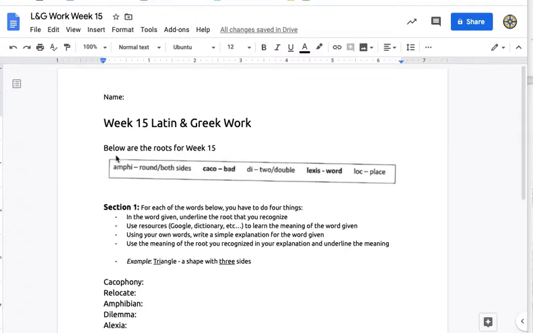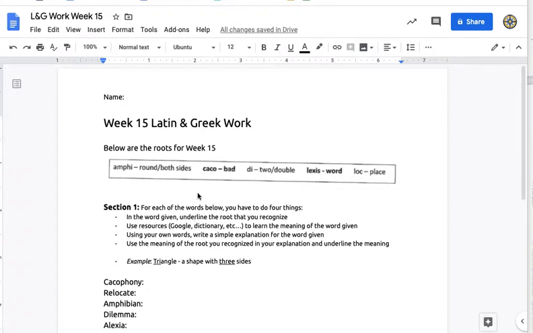There are a few different sections. You can see at the top here, these are the roots for week 15. So I can see the root I'm learning, amphi, and the meaning of that root, round or both sides. And I can see I have 5 different roots I'm learning: amphi, caco, di, lexis, and loc. The pronunciation of these all by themselves is not really important. It's really about the meaning of the root that is really important.